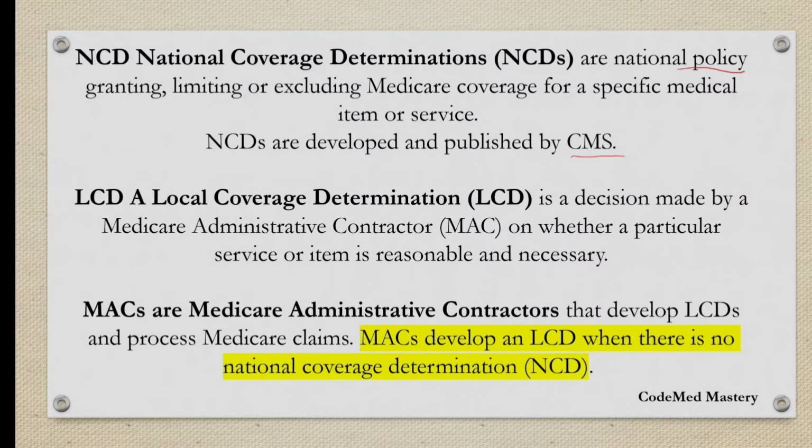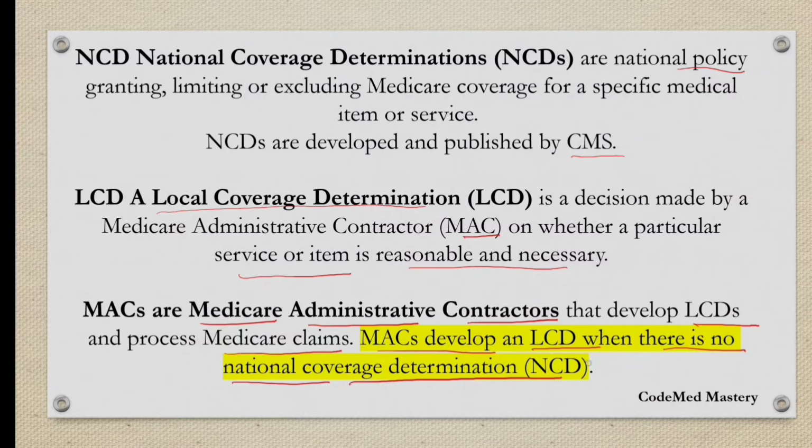Next is LCD, Local Coverage Determination. All these abbreviations are important. So what is LCD? It is a decision made by a Medicare administrative contractor on whether a particular service or item is reasonable and necessary. Next is MAC. What is MAC? Medicare Administrative Contractors. So they develop LCDs and process Medicare claims. MACs develop an LCD when there is no national coverage determination. This is important.